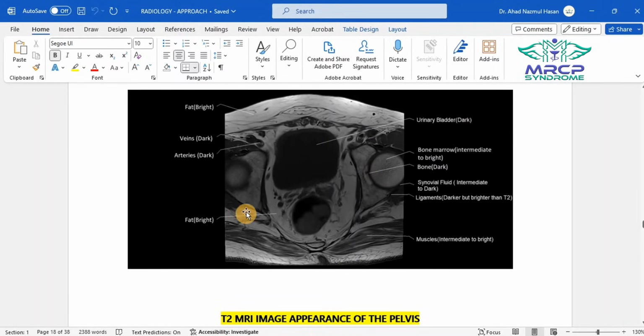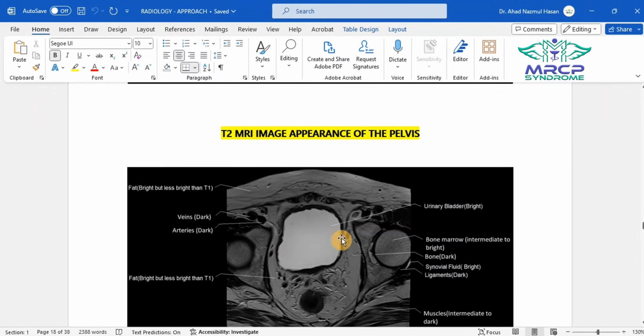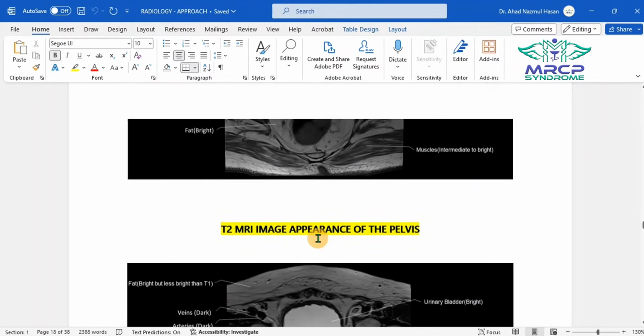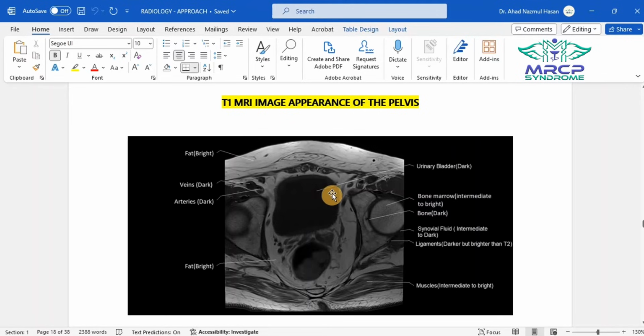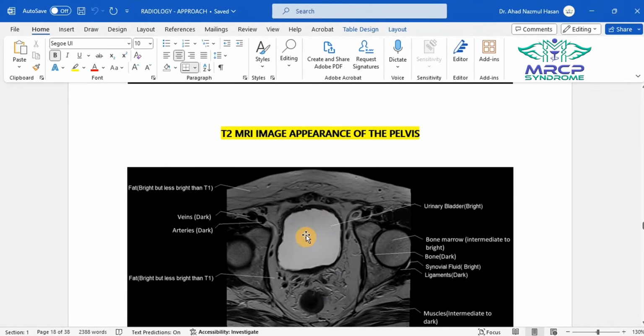So is this T1 or T2? T1. So the urinary bladder is dark. So this is T1. And in case of T2, look here, this is not contrast. In T2, the urinary bladder will look hyperintense. So looking at the bladder in pelvic MRI, if the bladder is black or dark, this is T1. And if the bladder is hyperintense or white, this is T2.